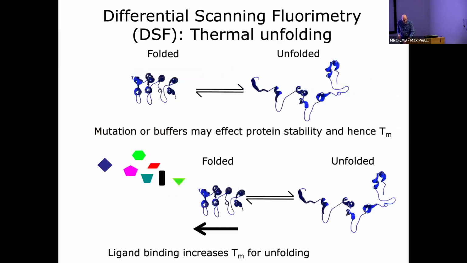Right, so another way of looking at stability is looking at thermal unfolding and then following the fluorescence. Again, you can imagine you heat something up, it unfolds. But you can use this for screening. If you had something that bound onto the folded material, you're going to have another equilibrium there, and it's going to shift everything across. So you're going to have an increase in the melting temperature.